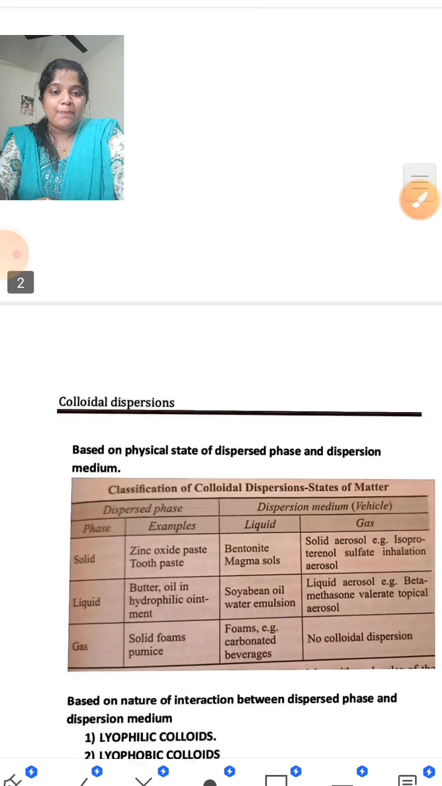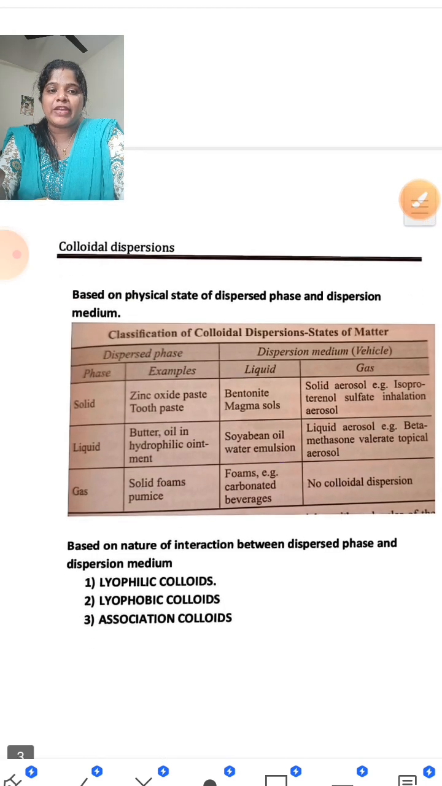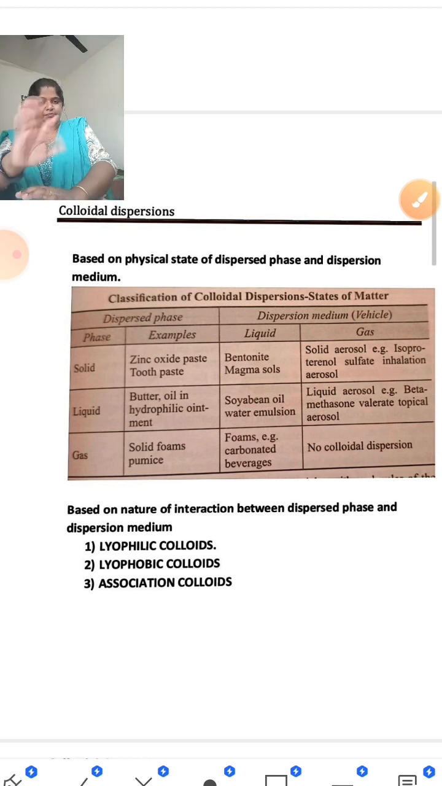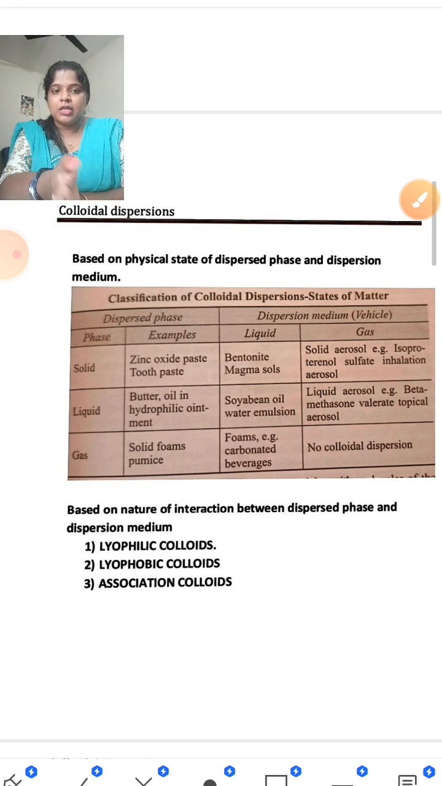First, based on the physical state of the dispersed phase and dispersion medium. This table is from C.V.S. Subramanyam. So always focus on tabular columns and flow charts, and highlight your points every time. Highlighting the points is a very nice way. You can go for either a tabular column presentation or a flow chart type.